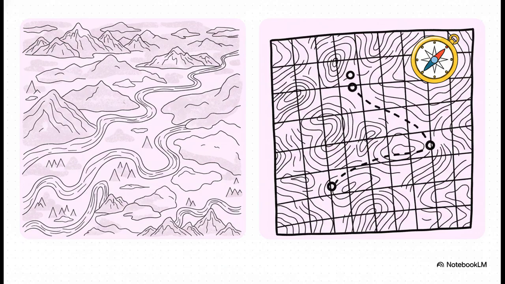A model set is the whole territory, all possible systems of a certain kind, like all second-order linear systems. But that's way too big to search. So a model structure is the specific map we lay over that territory, a coordinate system with parameters we can actually tune and optimize. It's what makes the search manageable.